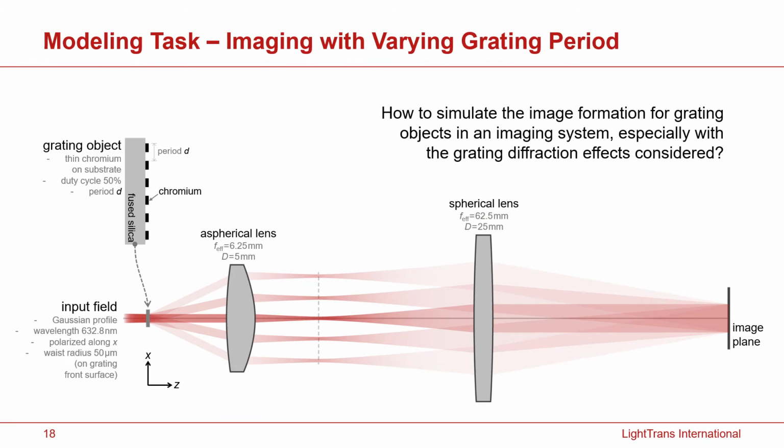We are not using a very complicated lens system. In this case, we just use one aspherical lens and one spherical lens. But in front of that, we placed a chromium grating in the object plane, and we use this as a test object. We want to use this grating together with our lens system and show how the image formation process can be simulated in our software. So here again we are using a Gaussian beam which models a laser beam.